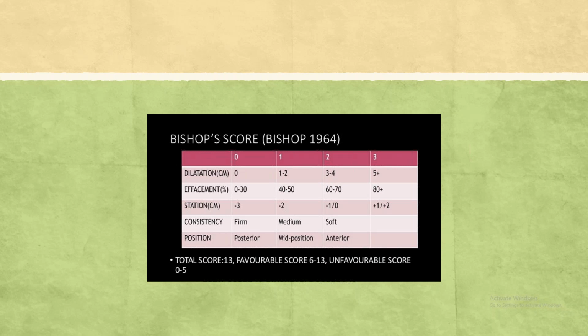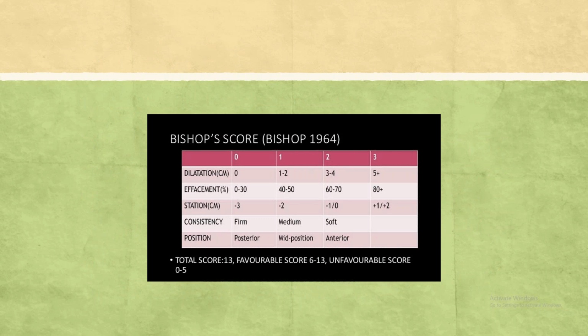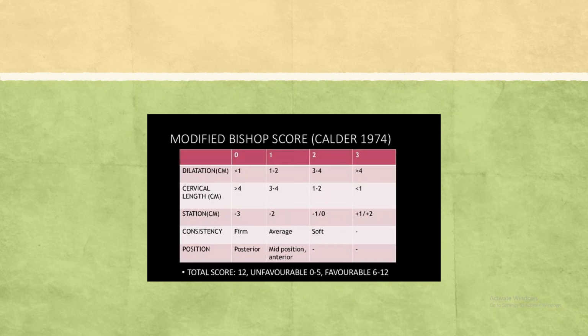Okay. Now, what happened with the modified Bishop score? It is also known as Calder score. In 1974, this Bishop score was somewhat modified. Now, what is that modification? The only change is that effacement is somewhat difficult. If you describe it in percentage, it will be observer dependent, so variations will be there. So for this effacement, they have substituted it with cervical length. So it is Calder's modification of this Bishop score. Here they have just changed the effacement to cervical length.